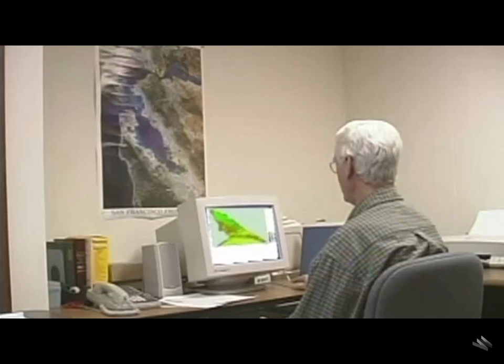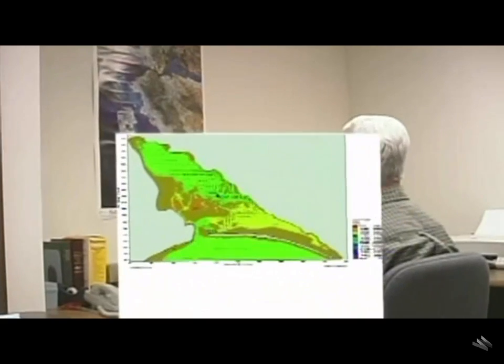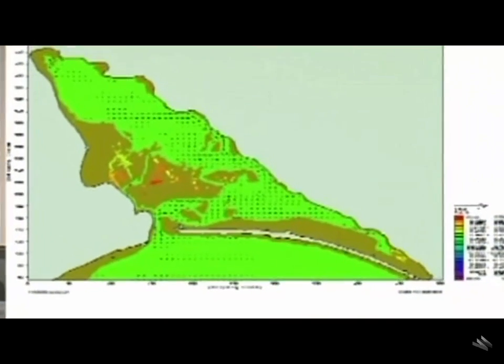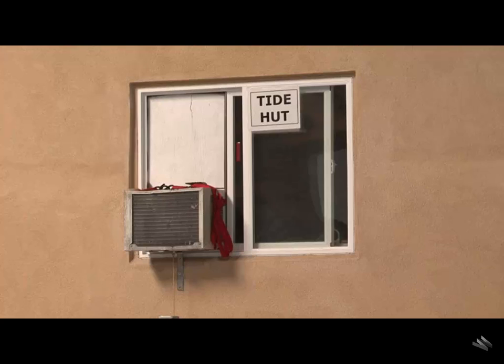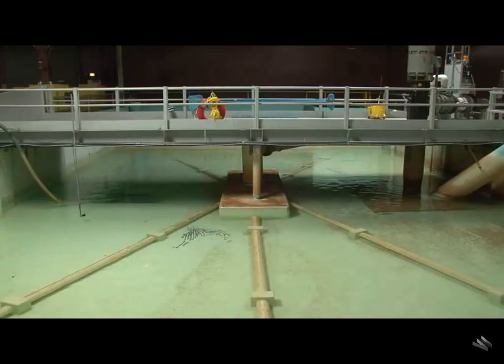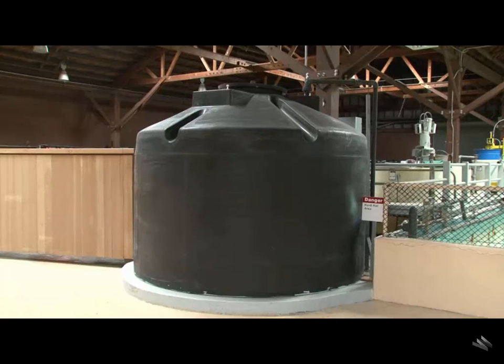We have 2 supercomputers and also a lot of very sophisticated technology in a little facility called the Tide Hut. Every morning when we turn on the computer, it takes about 20 to 21 minutes to flood the entire model and the delta with about 135,000 gallons of water. At the end of the day at 4 o'clock when we close to the public, we close the system down, all the water drains back into the sump tank.